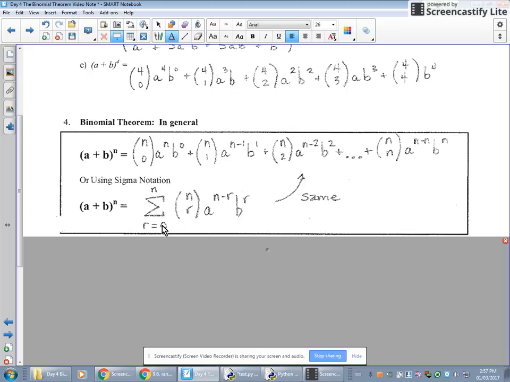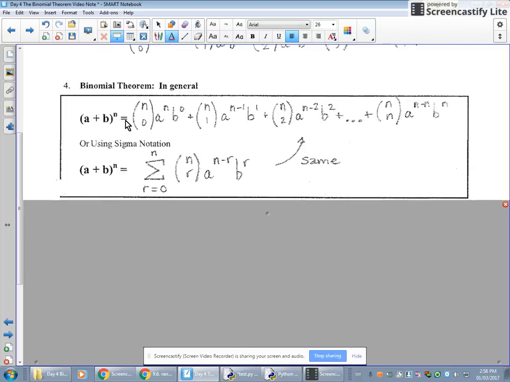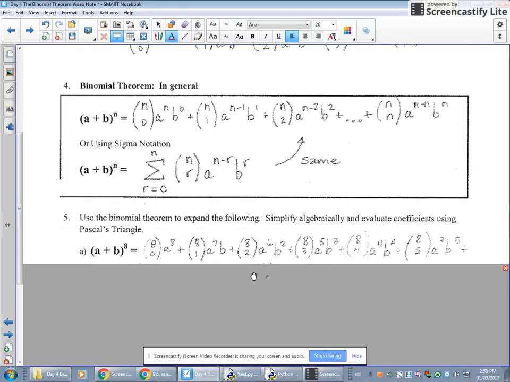On the next term, r is now 1, so that gives me n choose 1, a to the n minus 1, b to the 1. So this is exactly the same as that. We should be familiar with both means of writing the binomial theorem, both in expanded form like so and using sigma notation. So we're now asked to give an example of how we would expand (a + b) to the 8.